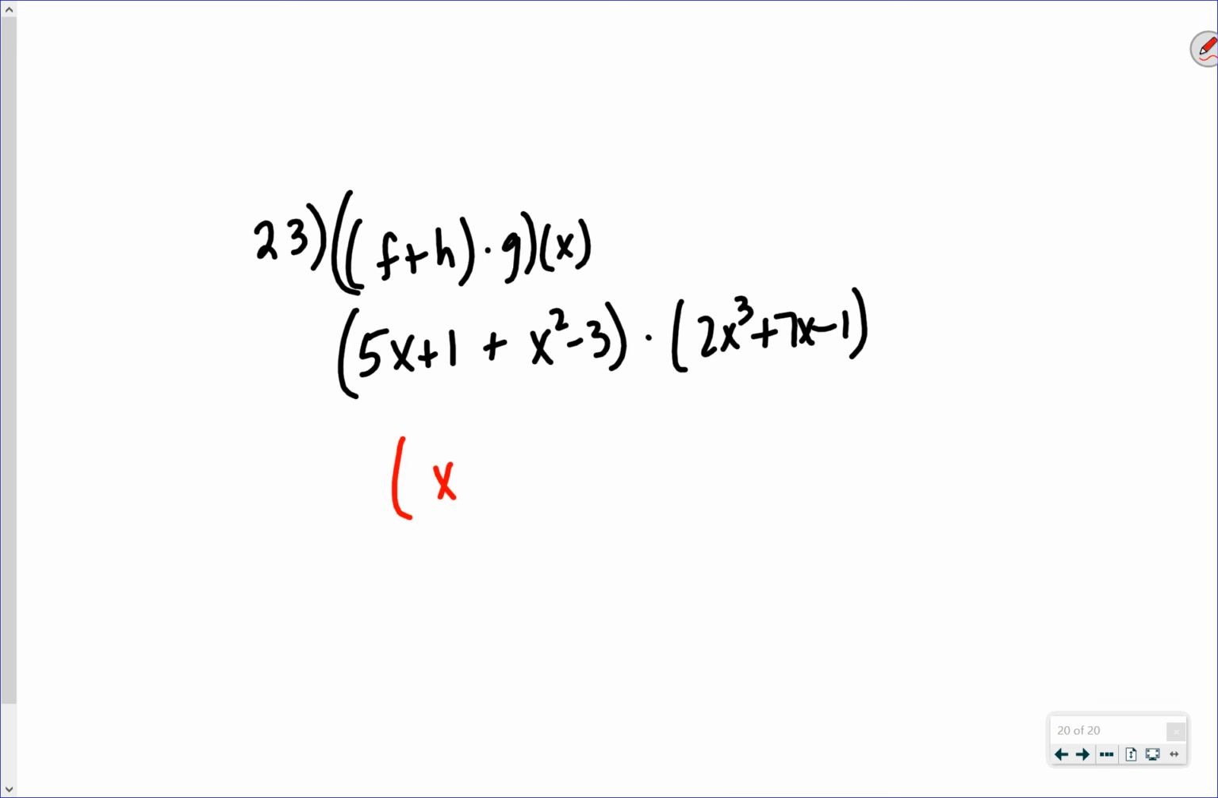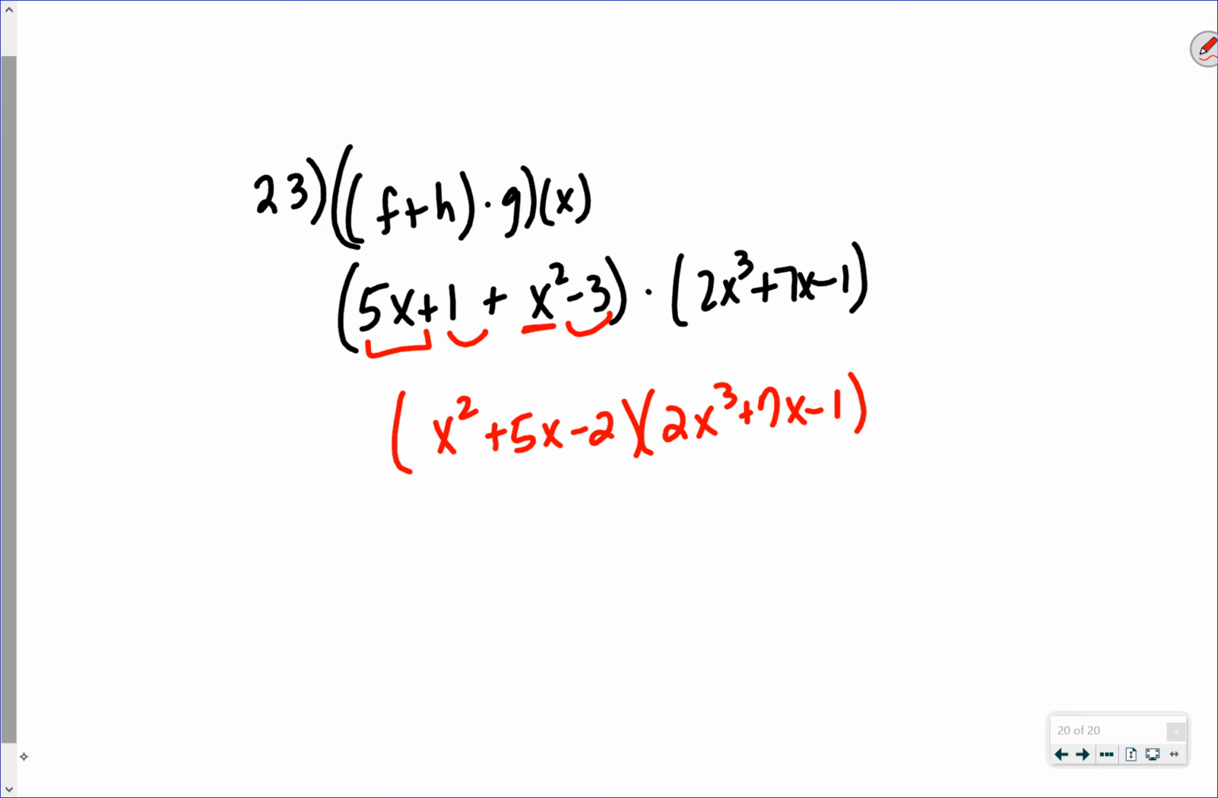So I've got x squared first. It's my only x squared. I only have one x term, it's 5x. And then I have 1 minus 3, which is a minus 2. And then multiply it by the 2x cubed plus 7x minus 1. Then it just becomes a big distribution problem.